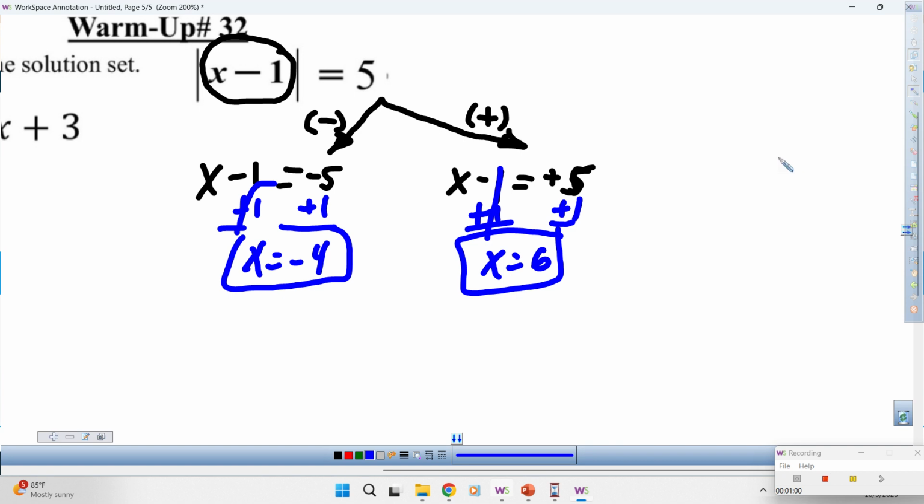Hands if you got that by yourself. All right, not bad. How do we write that in set notation? Solution set of -4, comma 6. Close your set notation. That's our solution. Graph.